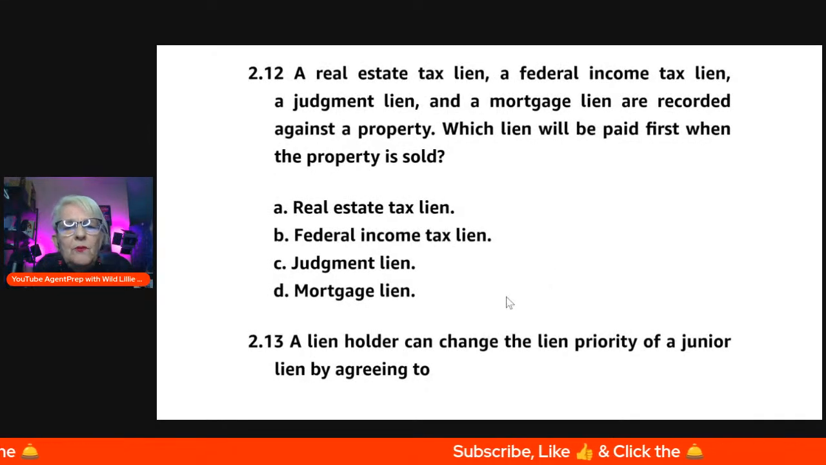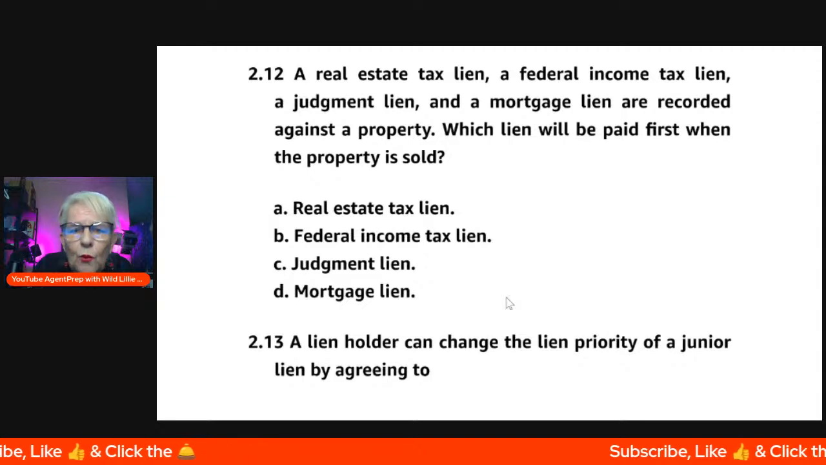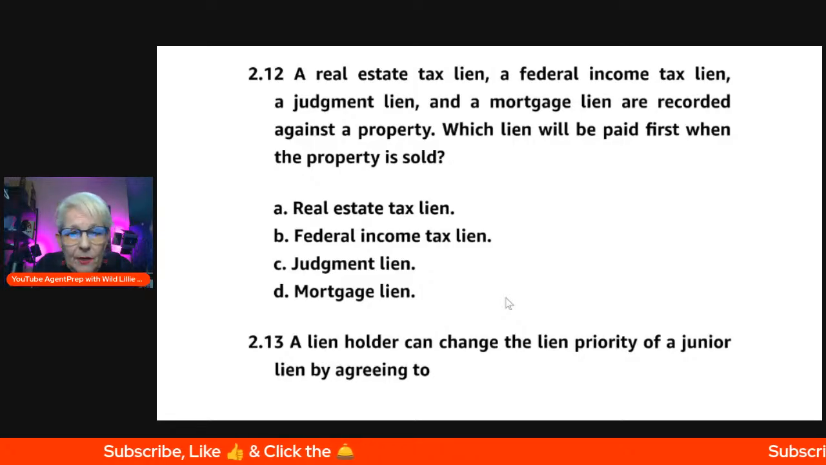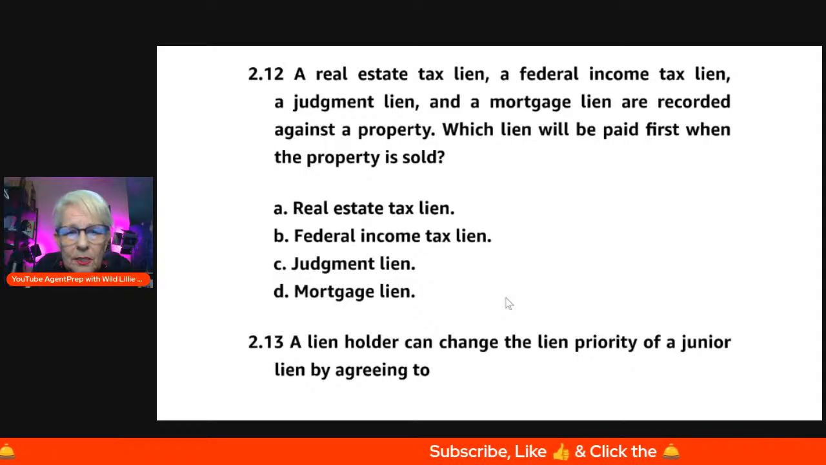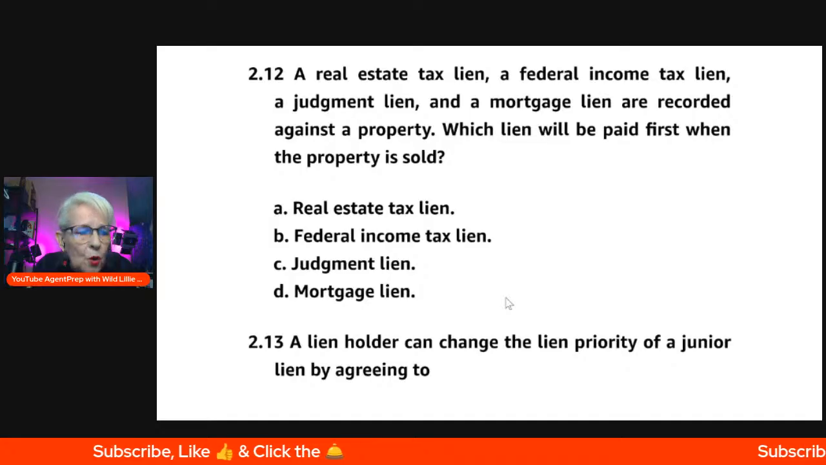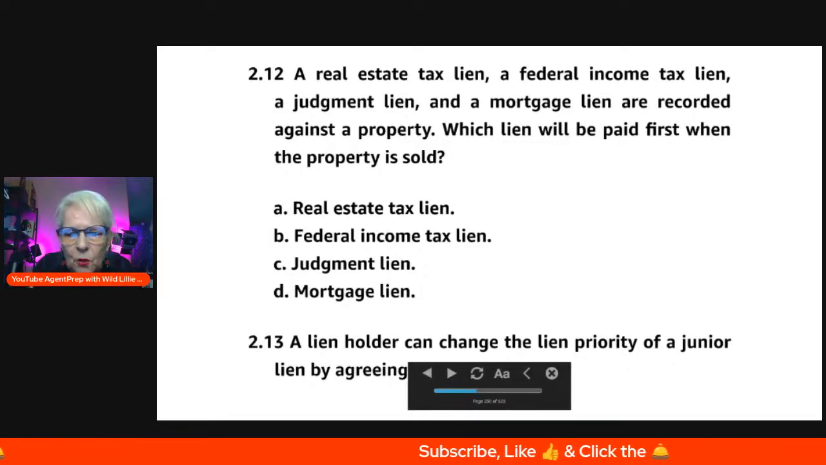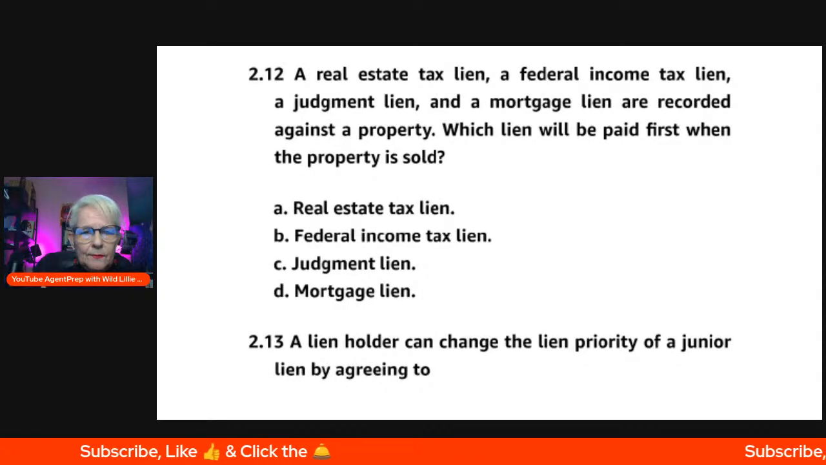Number 12, a real estate tax lien, a federal income tax lien, a judgment lien, and a mortgage lien are recorded against a property. Which lien will be paid first when the property is sold? Remember, you have a priority of liens. Lien 1, 2, 3, and 4. So which one gets paid first? Which one has priority?